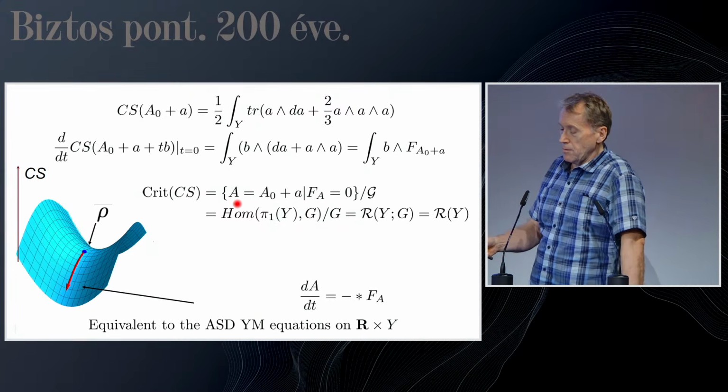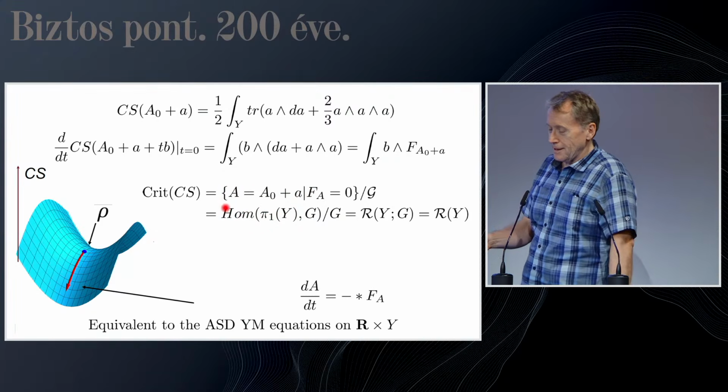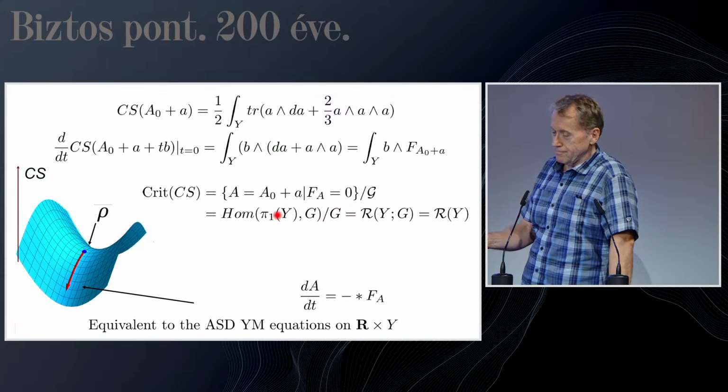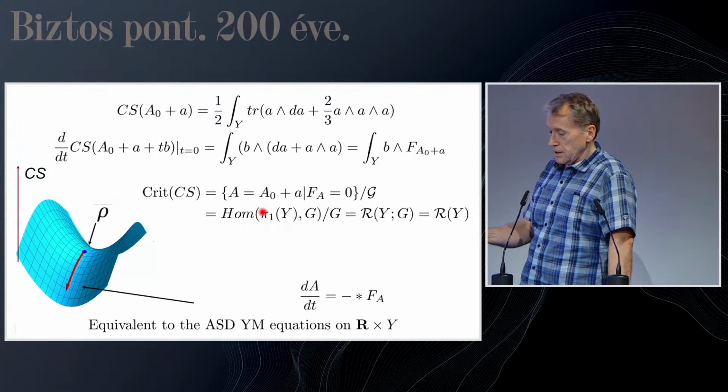And as the previous two talks kind of used, the critical set of Chern-Simons then is the flat connections, and mod gauge, flat connections are representations of the fundamental group.